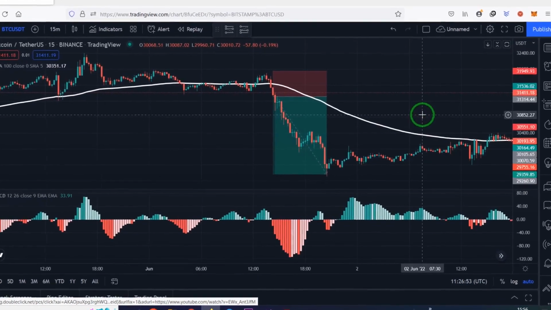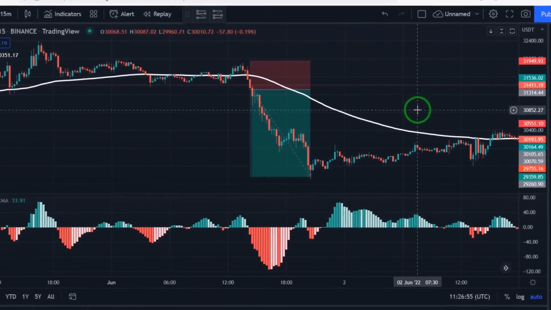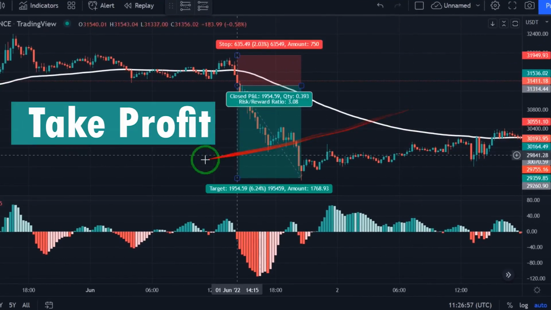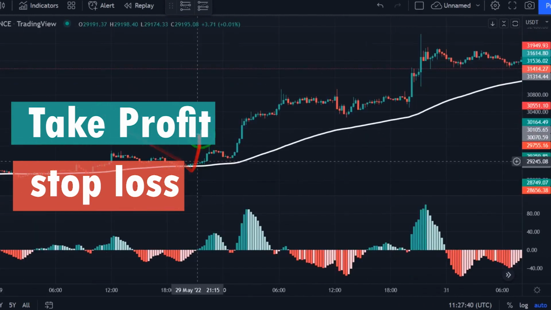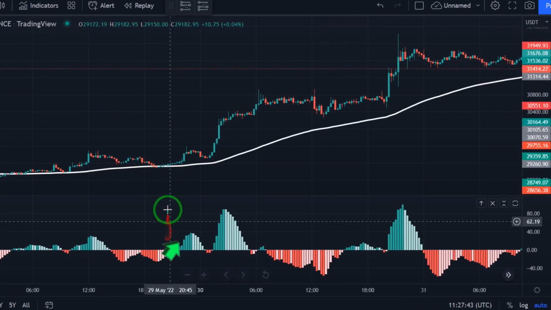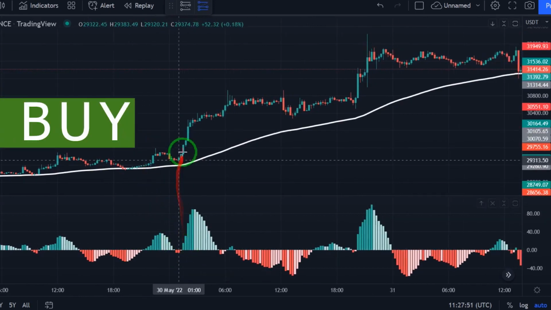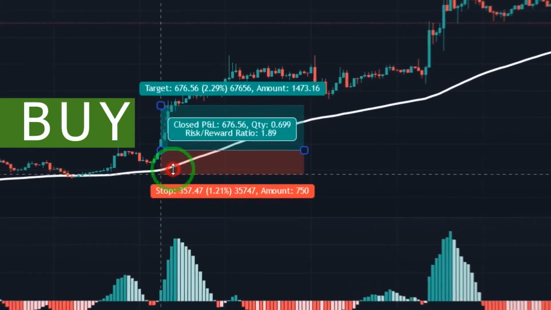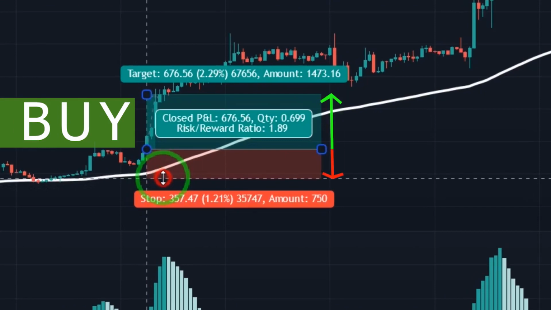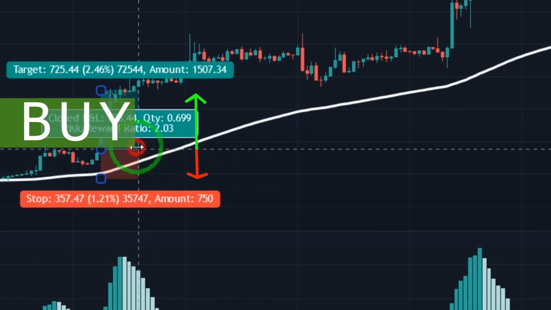Now I will show you a few more examples and complete our strategy and tell you where to put take profit and stop loss. You can see that there is an uptrend here and the color of the histogram bars has changed from red to green. We open a buy trade. Place the stop loss below the previous floor and set the take profit to 2 times the loss limit.